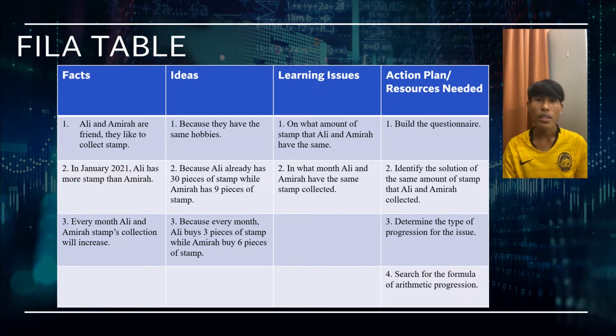From the facts, we come up with ideas. For the first idea, because they have the same hobby. Second idea, because Ali already has 30 pieces of stamp while Amira has 9 pieces of stamp. Last idea, because every month Ali buys 3 pieces of stamp while Amira buys 6 pieces of stamp.